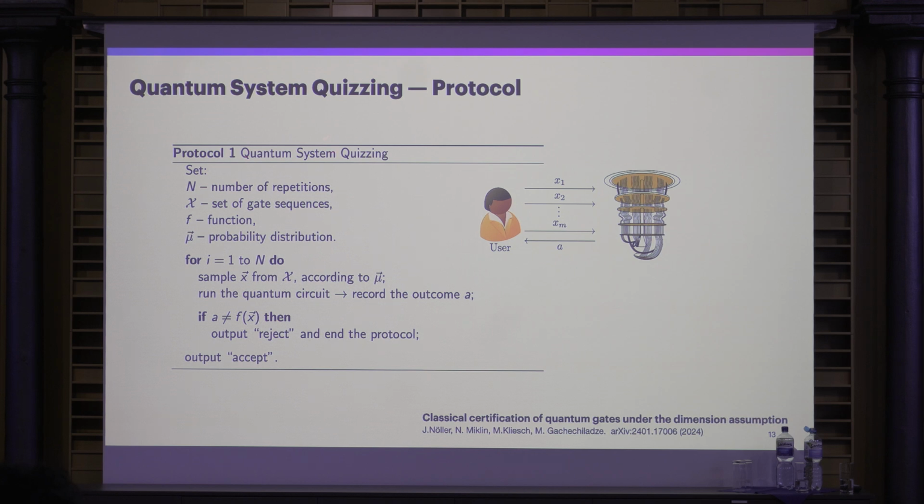So what the quantum system quizzing protocol does, you pick a number n of repetitions, you set this promise problem and its gate sequences, and you sample from these gate sequences randomly according to some probability distribution. And it's a very simple loop. From 1 to n, just pick one of the instances of the promise problem and check if you get the correct outcome. If the outcome is wrong, you reject the protocol. If the outcome is correct, you continue until you run out of the repetitions, and then you accept. So you don't gather any probabilities from your device at all. You just keep running it until you fail or reach the set number of repetitions.